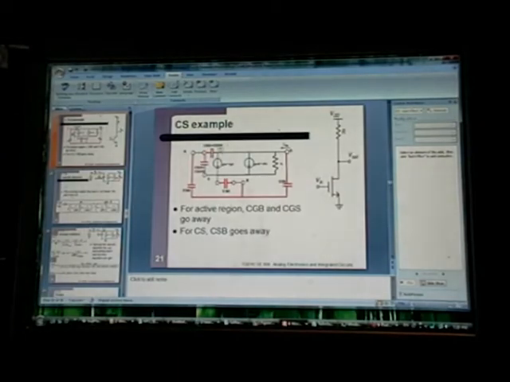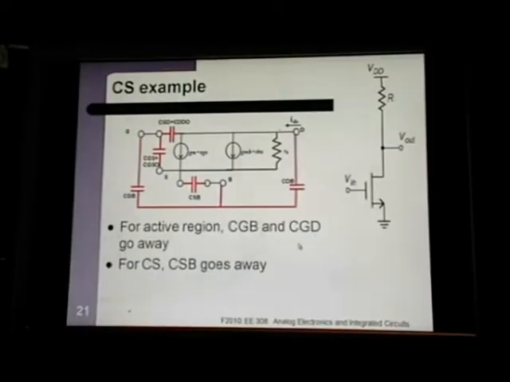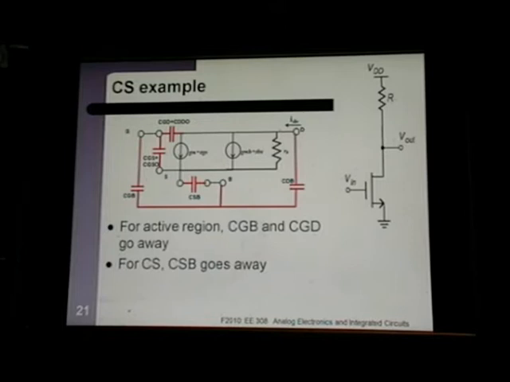When you get that charge in the channel, that charge is considered part of the source. So you've got the overlap from the gate to the source, but you also have that the charge in the channel is considered part of the source, so you get a CGS.